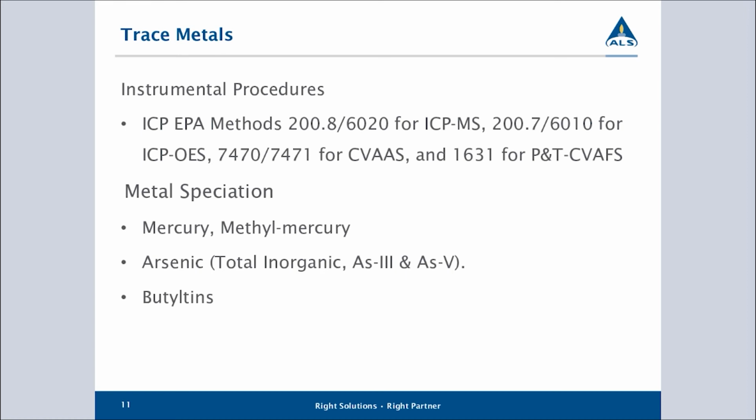We also, for arsenic, will do speciation, a minimal speciation for inorganic arsenic, arsenic 3 and arsenic 5. And we do that in waters and tissues. That's following EPA 1632.